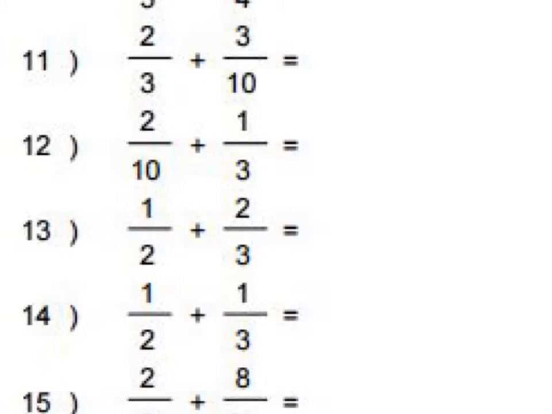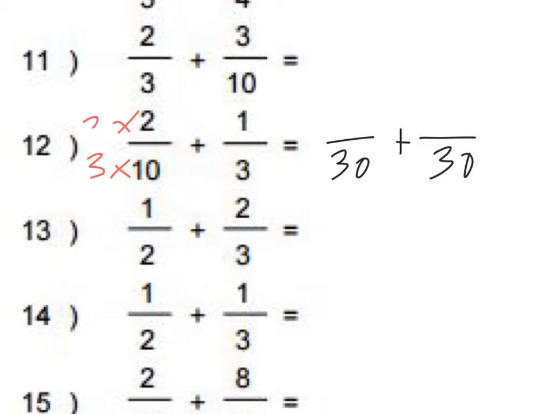Now, we need to make the bottoms the same. How can we make the bottom the same? 10 and 3, what do they have in common? 30, right? So what are we going to multiply over here? 10 times what is 30? 3, right? What do we do on the top over here?